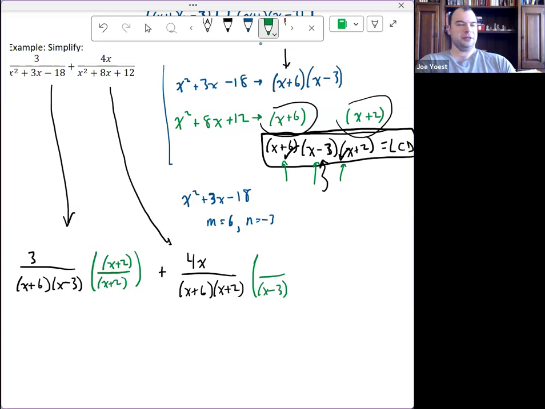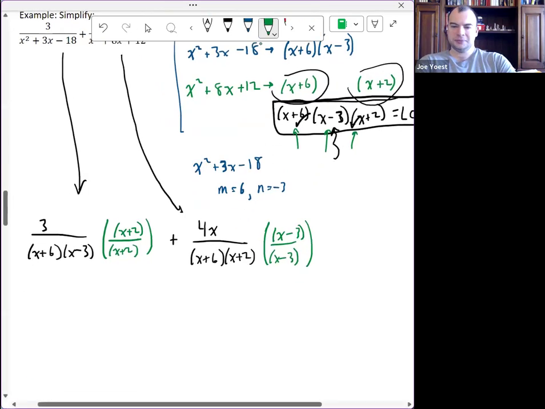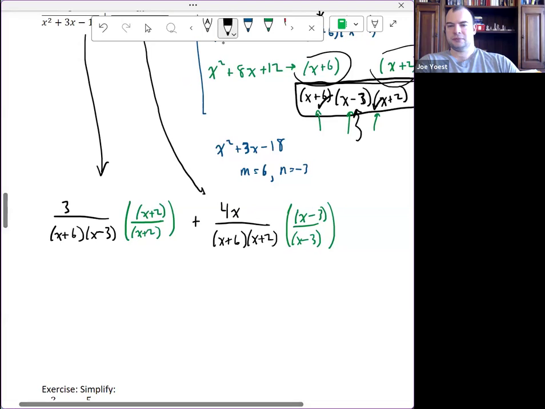So I multiply by x minus 3 in the denominator, and then of course, to not change the value, I do that in the numerator as well. This is, of course, equal to the previous thing. And now I continue on with my process.